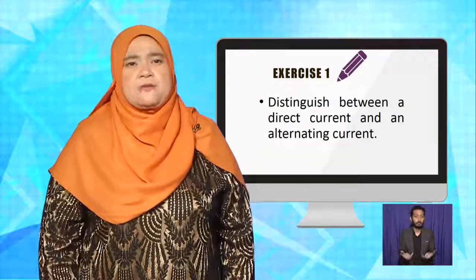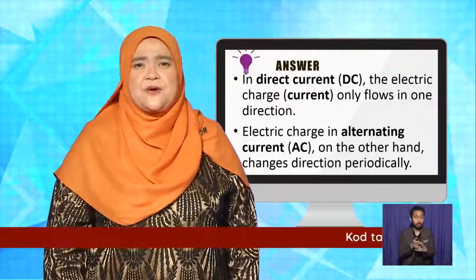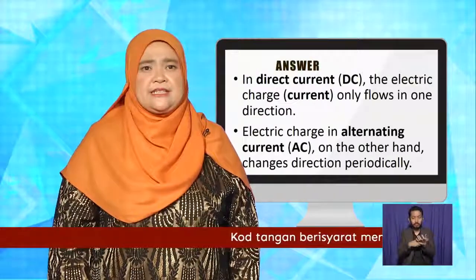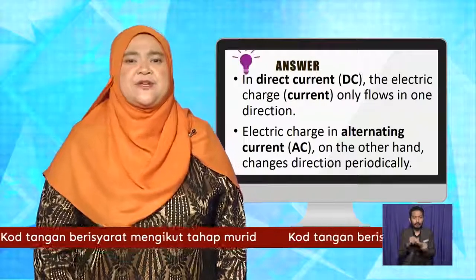Now, let's compare our answers. In direct current, the electric charge only flows in one direction. Electric charge in alternating current, on the other hand, changes direction periodically.